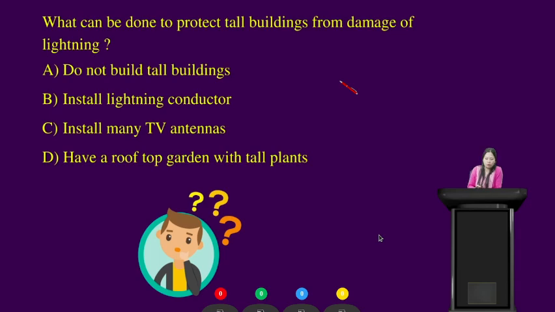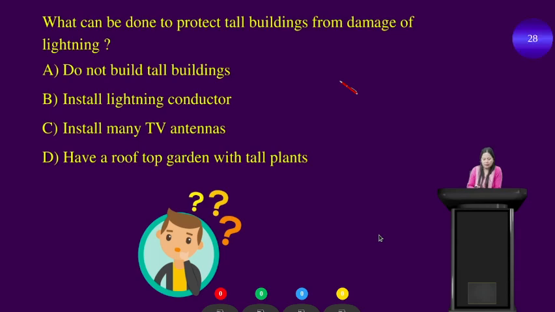Option A is do not build tall buildings. Option B, install lightning conductor. Option C, install many TV antennas. Option D, have a rooftop garden with tall plants. So we have four options. I'm giving you 30 seconds to respond to this question. Your time starts now.